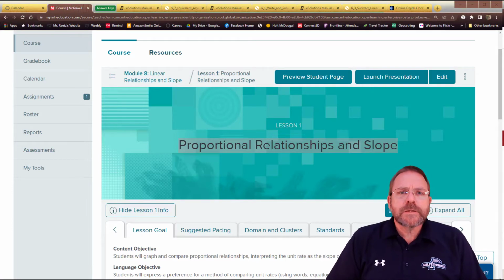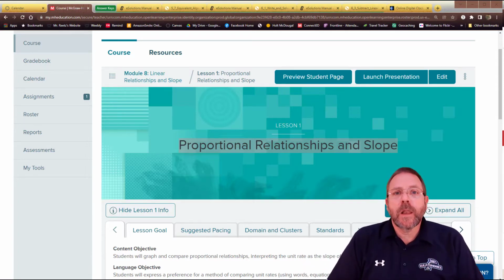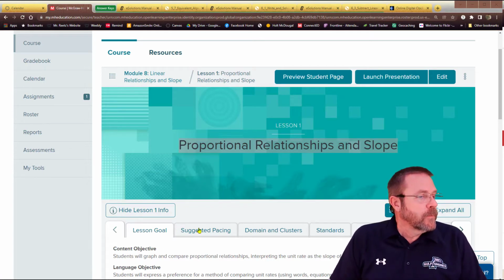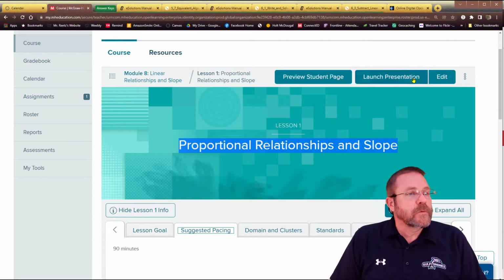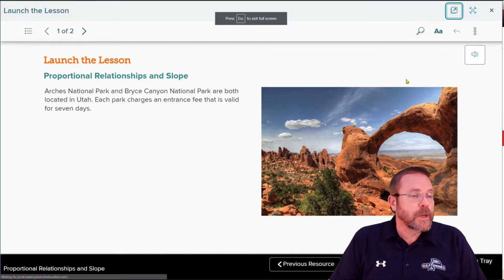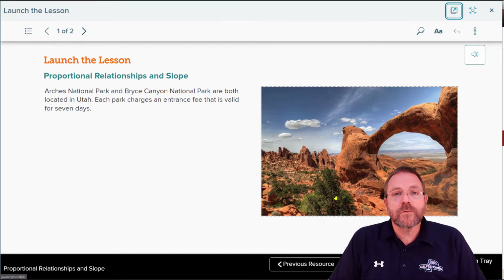Module 8, Lesson 1 covers proportional relationships and slope. And slope is a really huge concept that you're going to be using a lot as you get into Algebra 1 next year. The suggested pacing claims this is going to be a 90-minute lesson, which I can totally see slope being a couple-day lesson. We've got 20 resources to dig through.